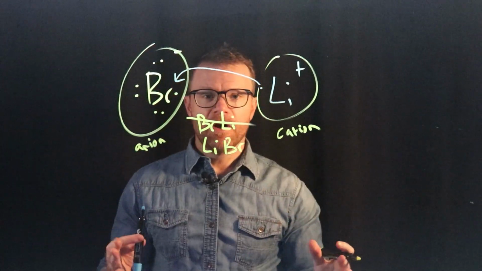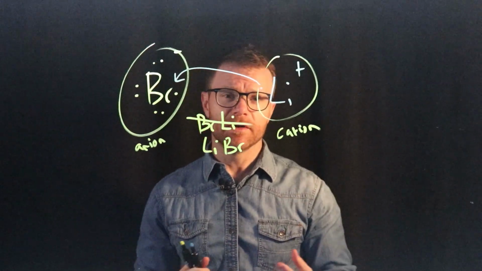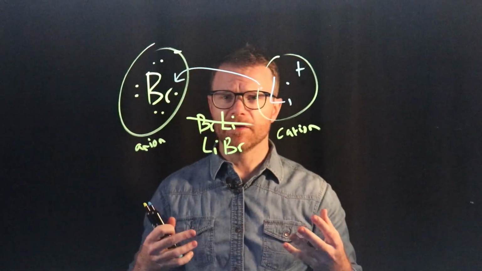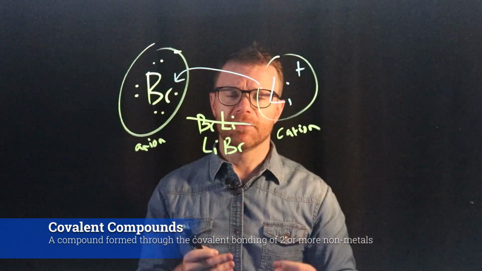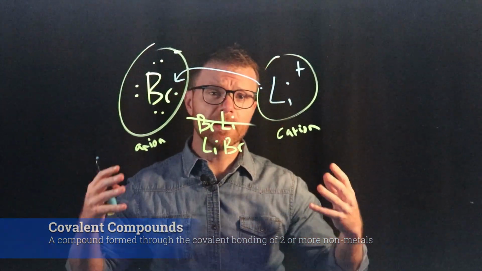Now what if we don't have a cation and an anion? What if we have a covalent compound? And as you know by now, covalent compounds don't have charges. They don't have full positive or full negative charges. So what would we do?